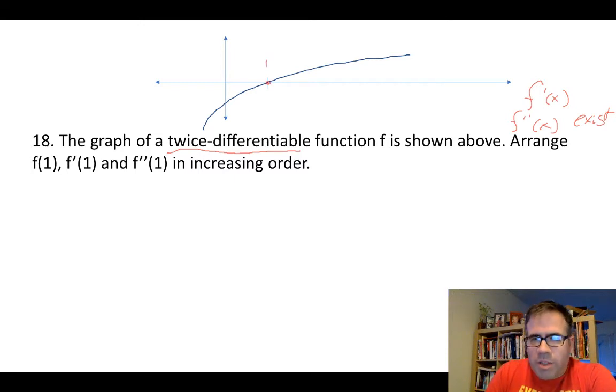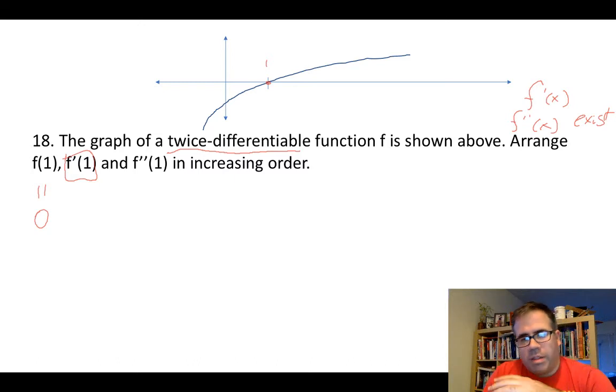So from this graph, we would interpret that f of 1 is equal to 0, because it's just crossing at that spot. Okay, so we've got f of 1 as 0. Let's look at f prime.